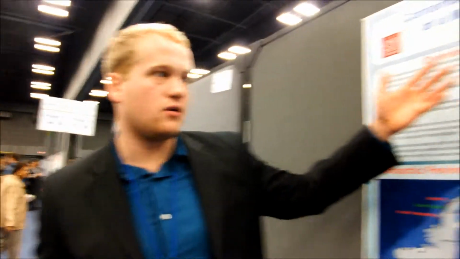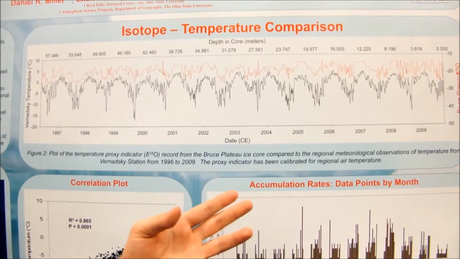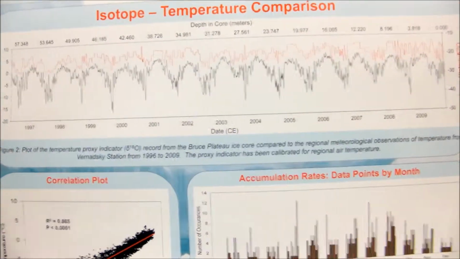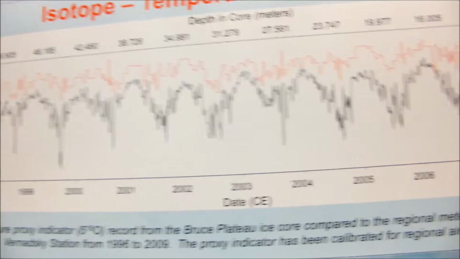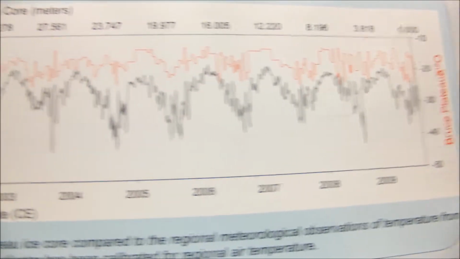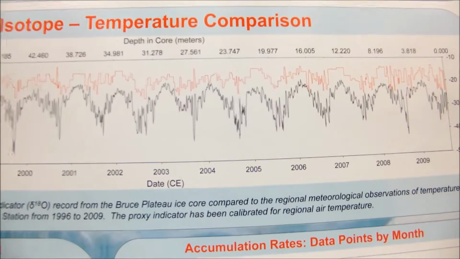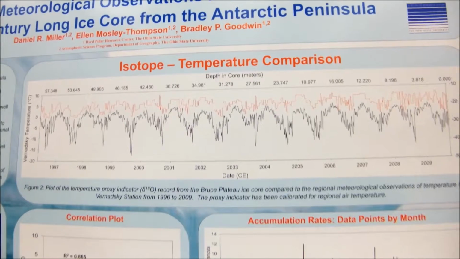So here's a graph of the temperature isotopic comparison. And as you can see, it goes from when the core was drilled, which is late 2009, early 2010, back until 1996, when we had station data when this project was started. The black line is the temperature data for one of the stations, and the red line is the isotopic record. And the PhD student and I came up with a rough January 1st for every year.